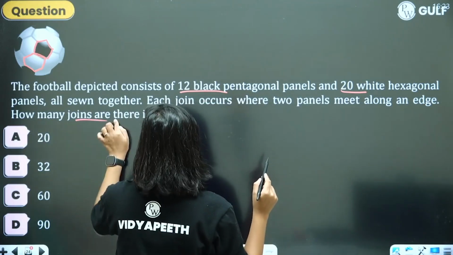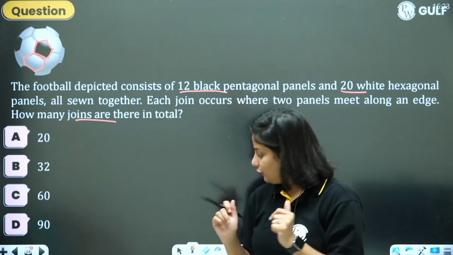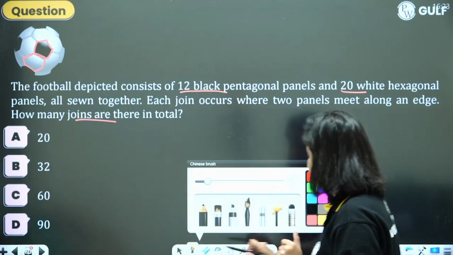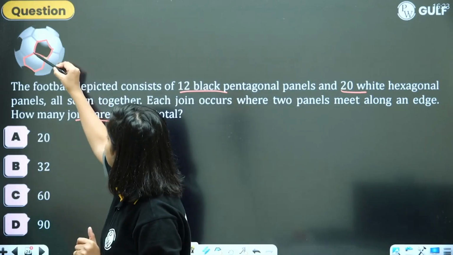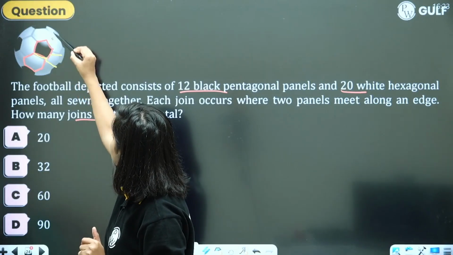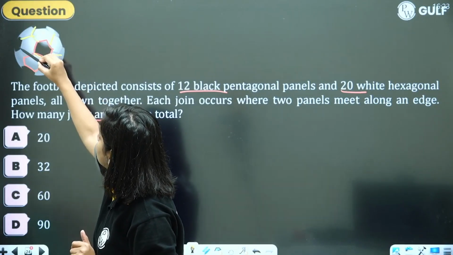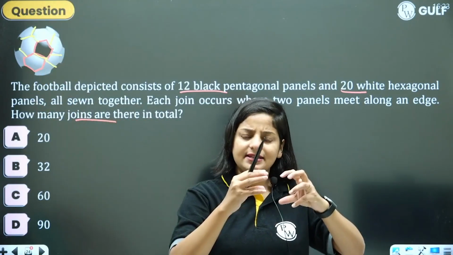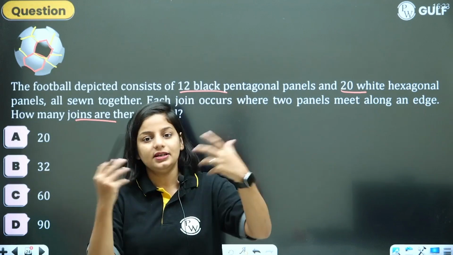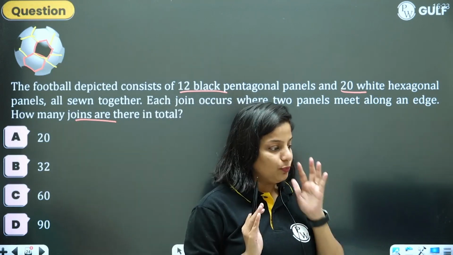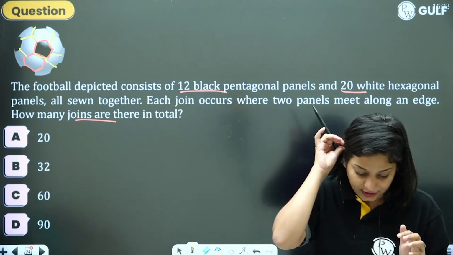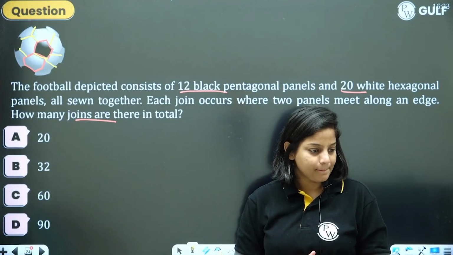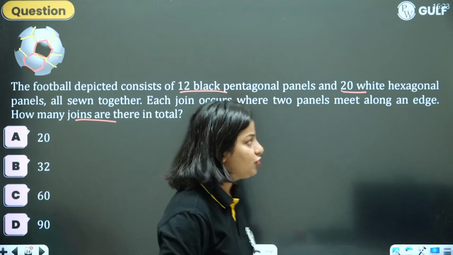How many joins are there? So basically you have to count the number of joins. Joins means what? Wherever the 2 things meet, that's a join. Hexagonal, hexagonal, it's a join. Hexagonal, pentagonal, it's a join. So wherever the 2 panels meet, it's a join. Right. So how many total joins are there?